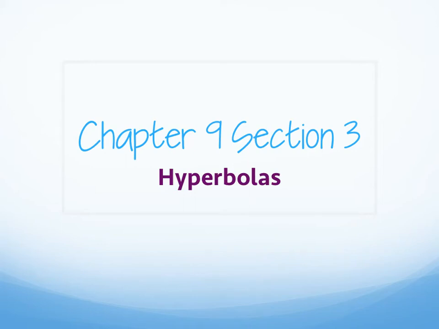All right, so 9.3 is called hyperbolas. Hyperbolas are the last of the four conics, including circles, that we're going to talk about in chapter 9. Also in this section, we're going to learn how to identify a conic from its equation. Like if I gave you a full equation, if you could tell me that it's a circle, a hyperbola, ellipse, or a parabola. And then also we're going to learn what happens to these conics if we rotate them.